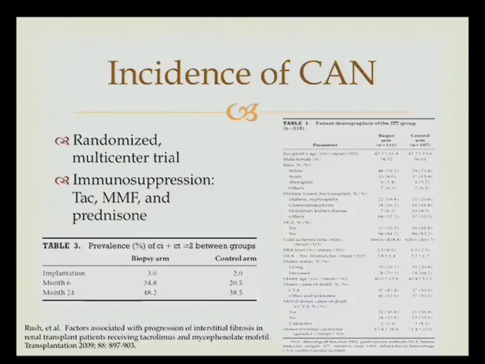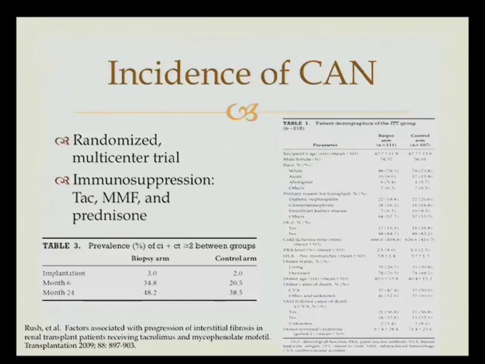CAN is actually quite common. This is data from a paper that was a randomized multicenter trial that looked at the impact of protocol biopsies versus a controlled biopsy population in terms of allograft outcome. It had a little over 200 patients, and you can see at month 6, this line here, patients in the biopsy arm, a third of them had CAN already on the biopsy, and another 20% in the control arm.